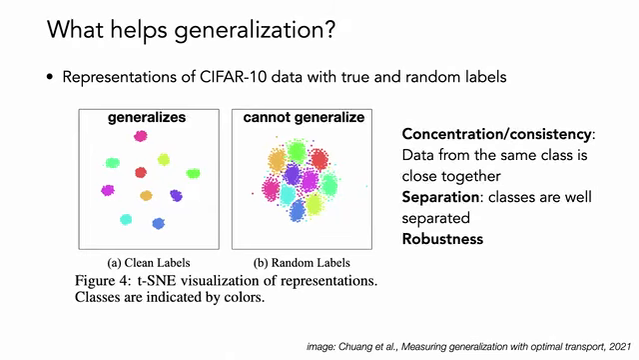So this is really capturing that something that generalizes versus something that can't generalize will have this concentration or this consistency. Data from the same class is close together. And separation. Classes are well separated. And robustness, right? If you move a little bit in any direction, you're not crossing what we might call a class boundary if you trained a downstream classifier on this.